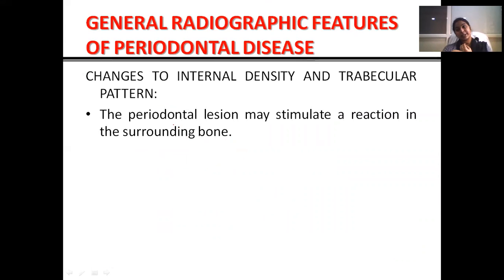Next, we have seen the changes that occur in the morphology, wherein we have seen the horizontal pattern, vertical pattern, craters, and furcation involvement. Next, we'll see the changes that occur in the density. There might be a decrease or an increase in the density. Periodontal lesions stimulate some reaction in the surrounding bone also. Because of this, there might be deposition of bone or loss of bone. Sometimes there might be a mixture of both deposition and loss of bone, which will affect the density.